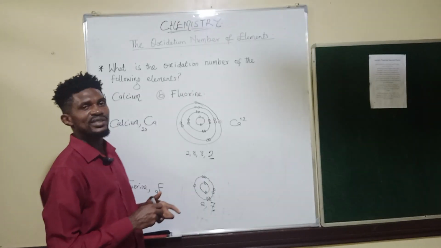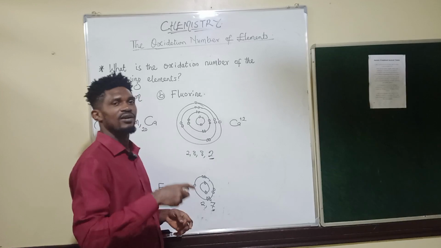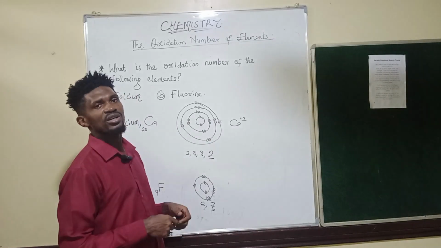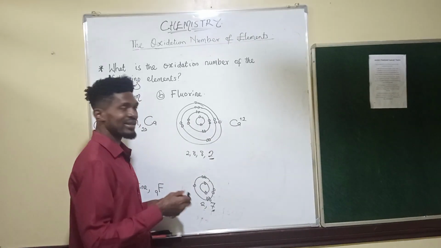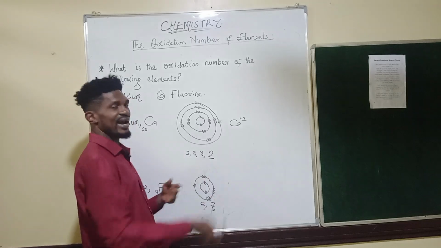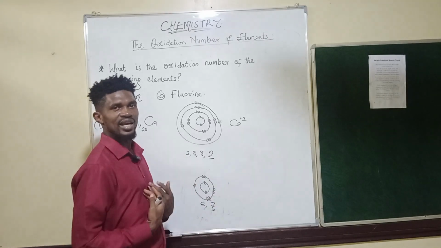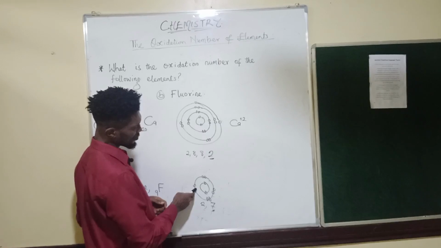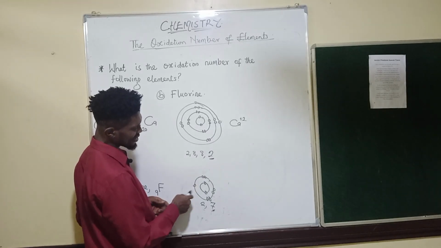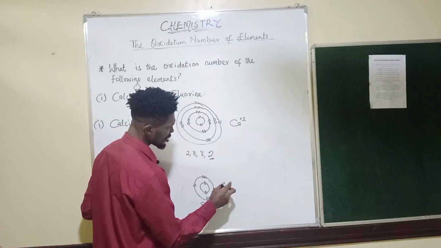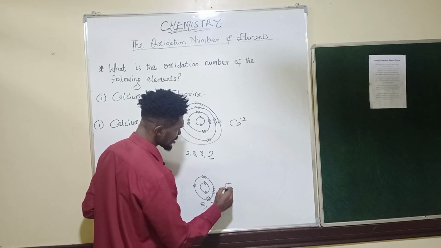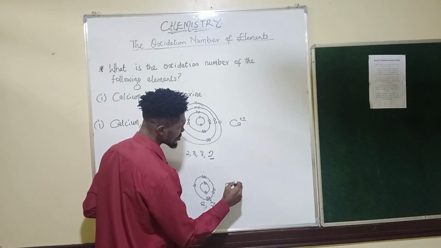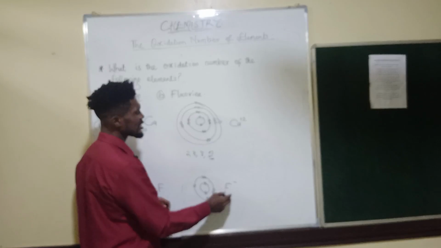But then we said that elements from group 5 up to group 7 are all non-metals. So non-metals will do what? They ionize by what? Accepting electron or giving electron. So if we say 8 minus 7, we have what? 1. So therefore, fluorine will be represented by what? Minus 1.